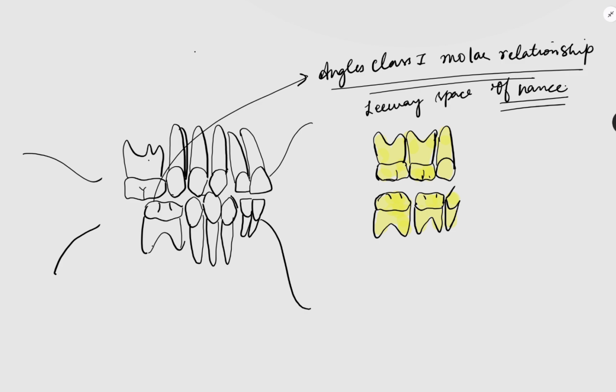Okay, this is achieved by your leeway space of Nance. This is also known as your late mesial shift, which you have studied in the first transitional period.